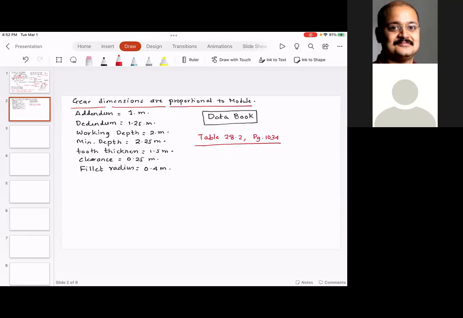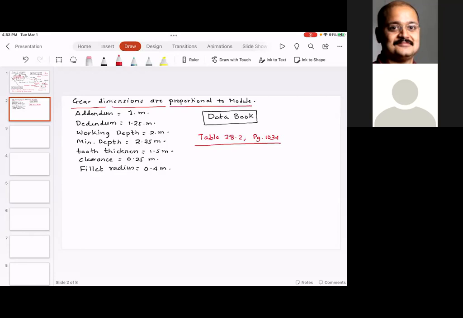And that comes from the geometry of the gear. So basically, if you have a 14.5 degree pressure angle gear, you need a minimum number of teeth. Otherwise, those two gears will bind into each other. They will eat each other. So there is a minimum number of teeth required for a gear to function, to engage and disengage. Table 28.2 on page 1034 talks about the minimum number of teeth on the pinion to avoid interference.